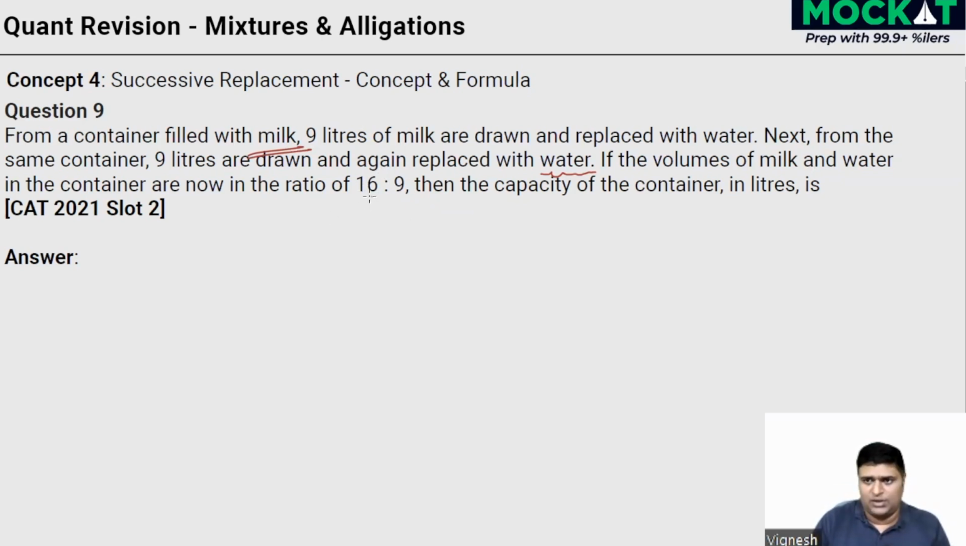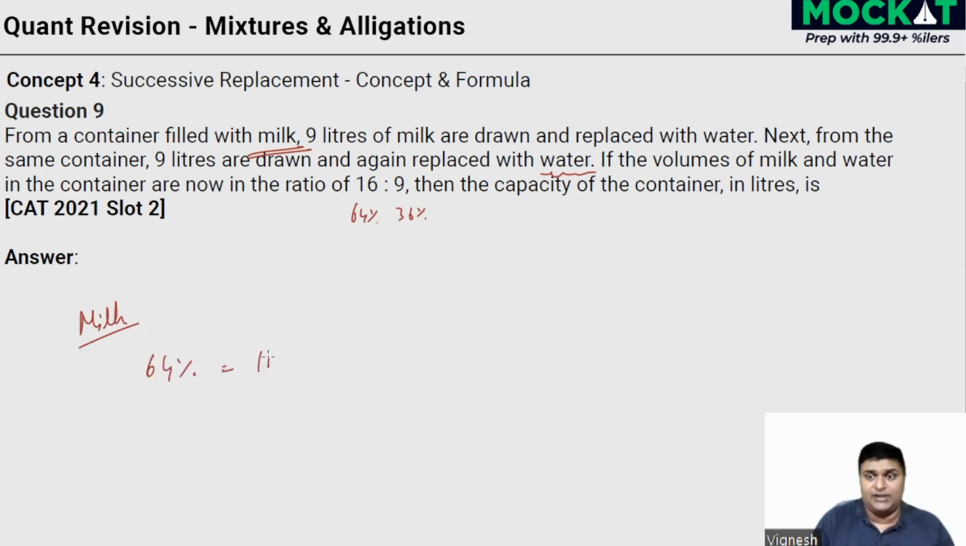So milk and water are in a 16:9 ratio. In terms of percentage, 16 plus 9 is 25, and I want 100%, so multiply by 4. So this is 64%, this is 36%, right? So 64% and 36% are the milk and water in the final. The replacement liquid is water, but I'm concerned about milk because my formula is built around that. The final percentage for milk is 64%.